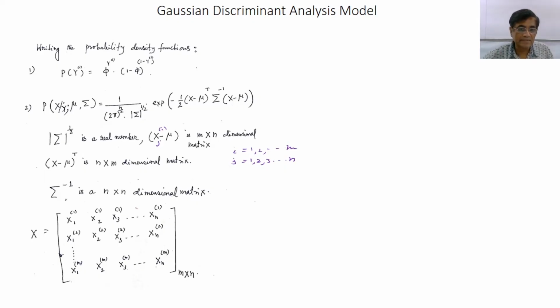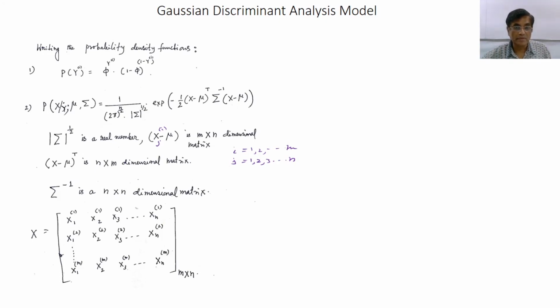However, since it's a matrix representation, instead of making this a row, you can also make it a column. Then in that case, the dimension of the matrix will be n cross m. But whatever you do, you should follow the same procedure, because mu will also be the same dimensional matrix. From the sample, you will have to subtract mu from each accordingly.